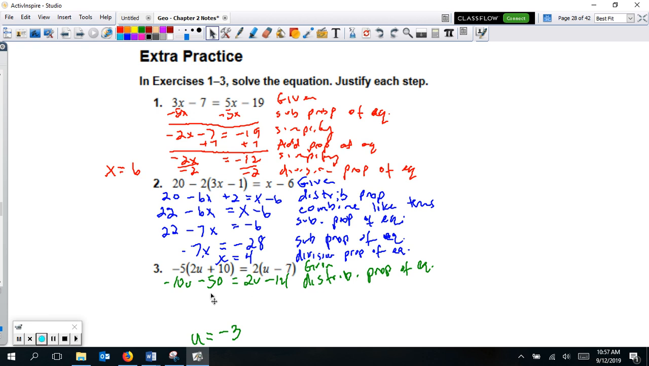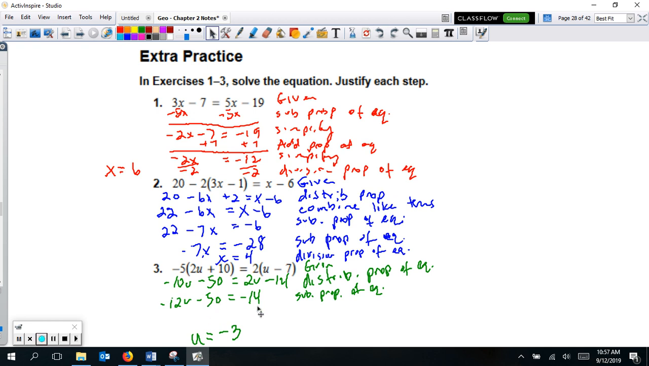Then I'm going to decide what I want to move where. And so I decided to get the u's on the left side. So I'm going to move 2u over here to where negative 10u is. I got to subtract 2u. So that's going to give me negative 12u minus the 50 equals the negative 14 now. And that was subtraction property of equality. And again, I put the sub.